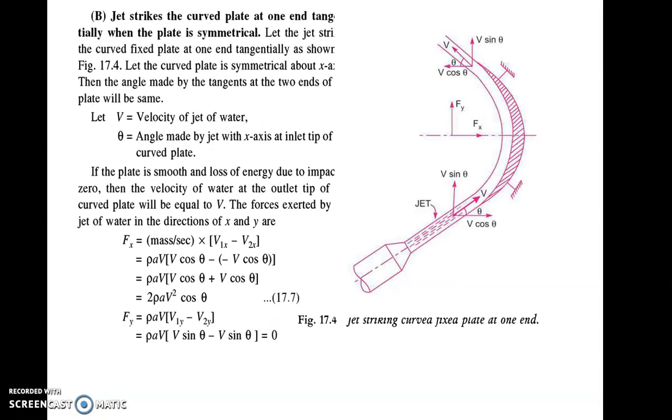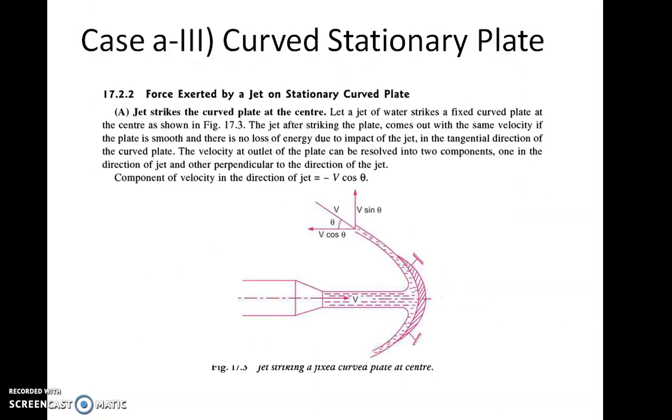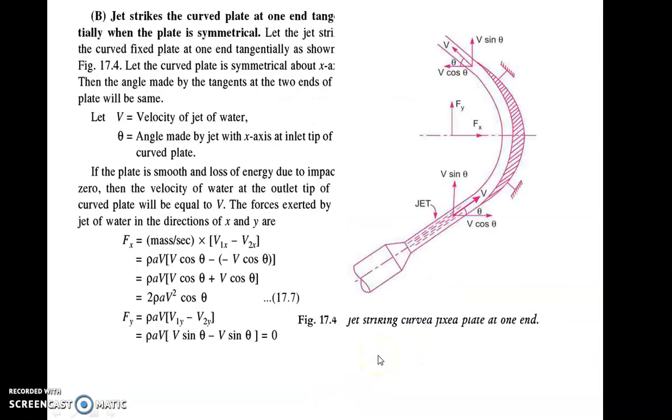Let us see the sub cases for the third case. That is, in the previous case, the jet was striking centrally. Now it may happen that the jet may strike the curved plate at a tangential direction. This jet may come in this direction and it will strike tangentially. So what will happen if the jet strikes tangentially? Now simply you have to apply the same formula for calculating the force. That is the velocity before striking and velocity after striking.